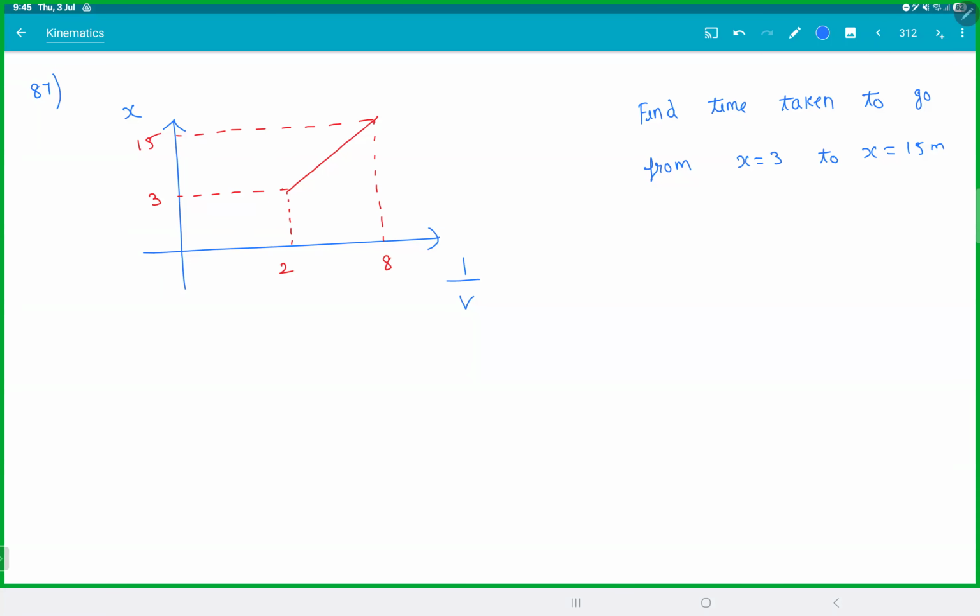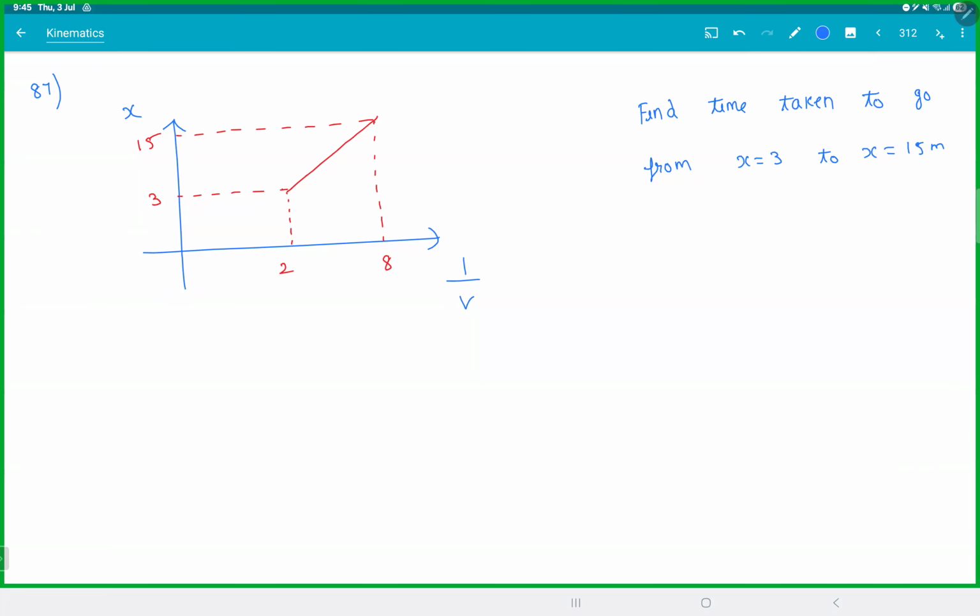How do you do this thing? It's an x versus 1 by v graph. Find the time taken to go from x to 1 by v. One, you can use brute force and do. There is another easy way to do, but if it strikes.